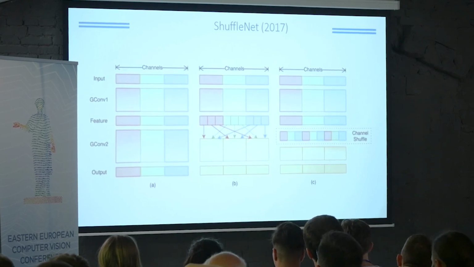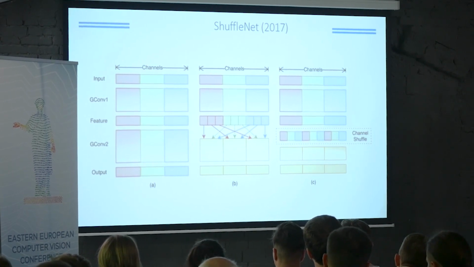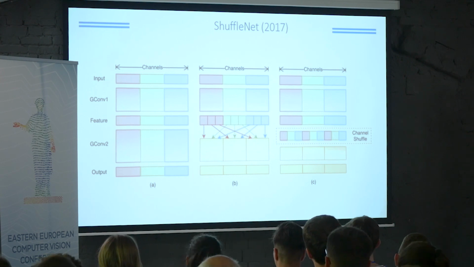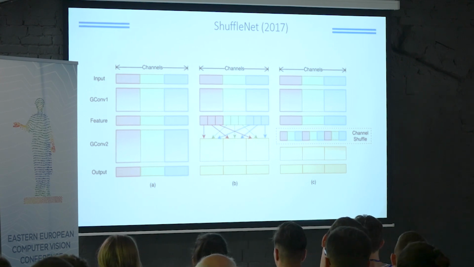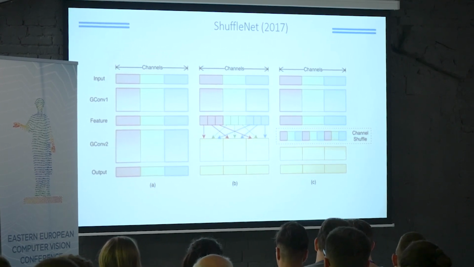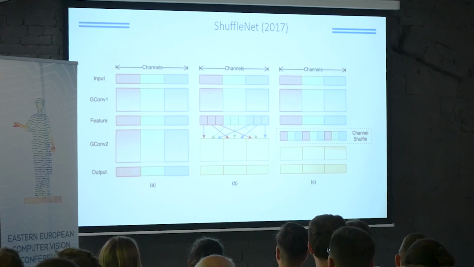MobileNet architectures were improving, and in 2017 the ShuffleNet architecture was released, and they highly exploited the idea of group convolutions. So they divide the tensor into 3 parts and do convolutions independently for each of these 3 parts. It's the first stage.